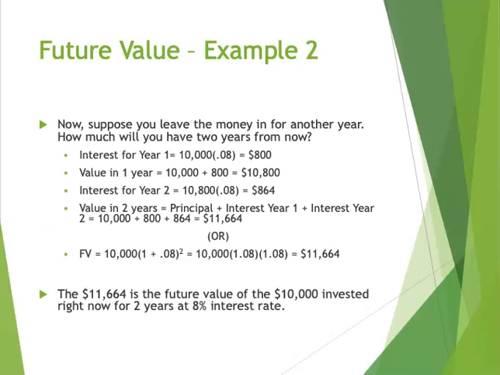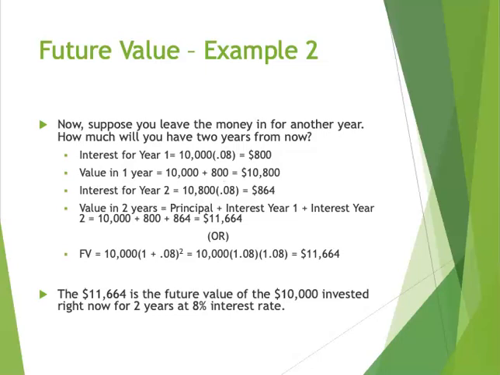Now let's look at another example. Instead of investing that $10,000 for 1 year, we are now going to invest it for 2 years. Again, I'm going to walk you through the future value formula as well as breaking it down year by year. When I break it down year by year, we can see that the interest you would earn in year one would be $800, which is the 8% times the 10,000.